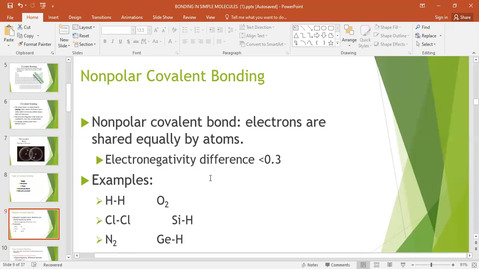Next. Germanium and hydrogen, their outer shell has 1 electron. Silicon and hydrogen, outer shell 1 electron. That's why. Okay, now please. Here I use the words electronegativity difference. This I will tell you later when I start that, okay?